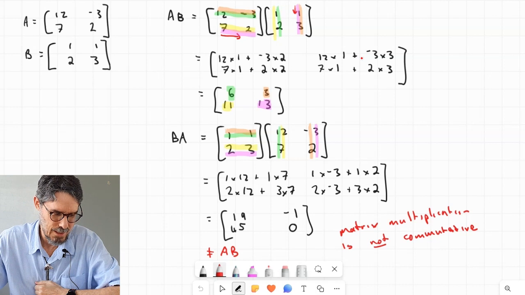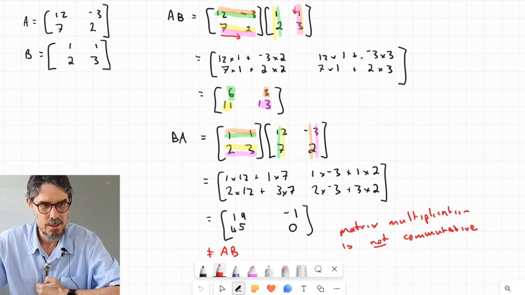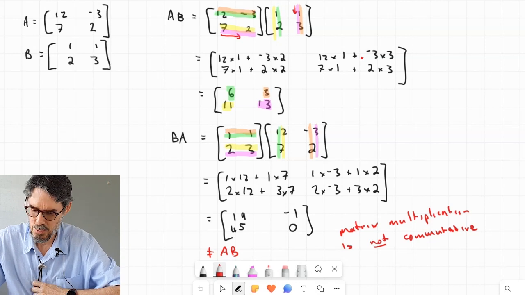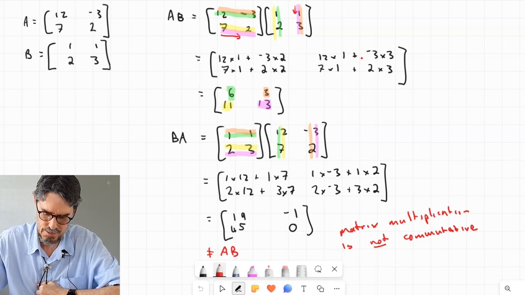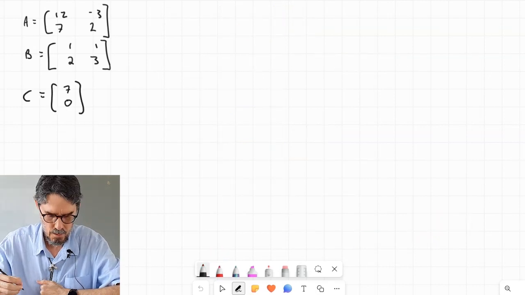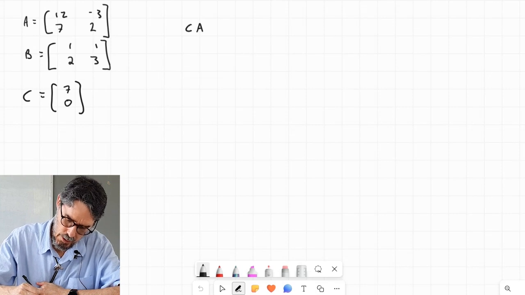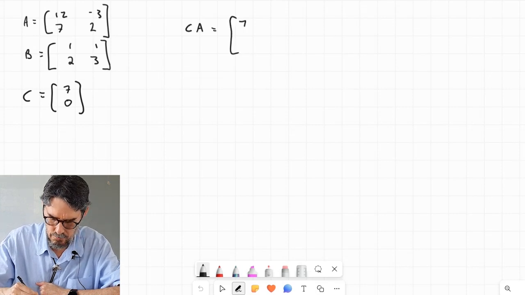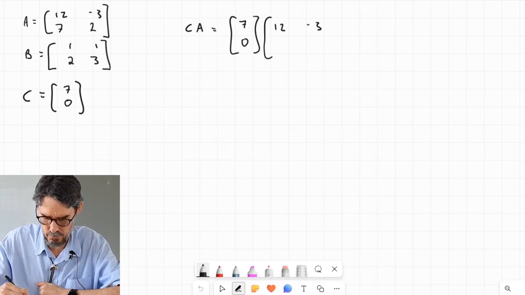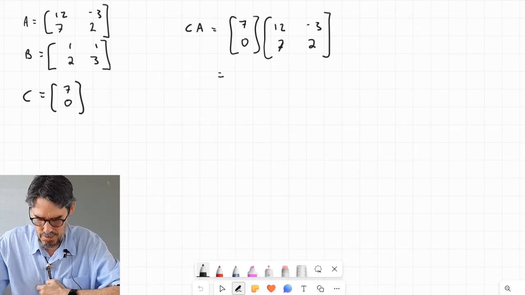In fact, we can go a step further. Because of the way this process happens, there are actually some times when you cannot multiply matrices. Let me show you what I mean. What happens if I try to multiply this new matrix C by A? I've got 7, 0, 12, negative 3, 7, 2. That was a 7. You ready for the problem? Can you see it yet?